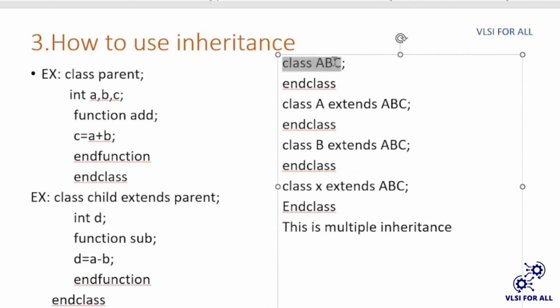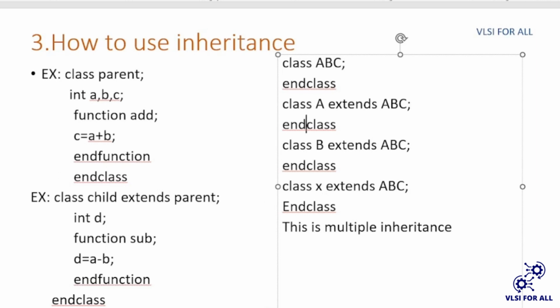If we declare class ABC, then class A which extends ABC, and then class B which extends class A, consider it like this. And then class X which extends class B. This type of class chain is called multi-level inheritance. Okay, you guys understood?